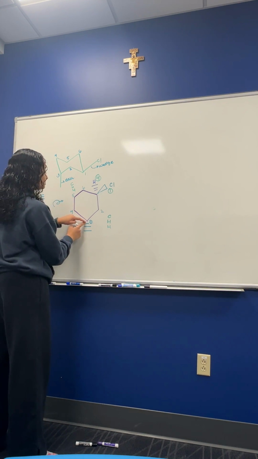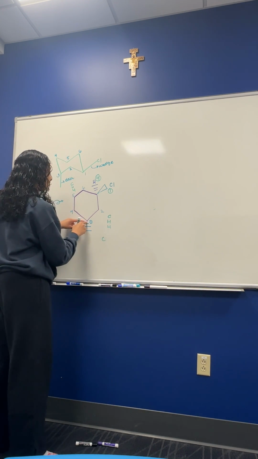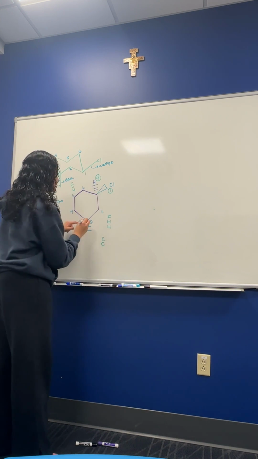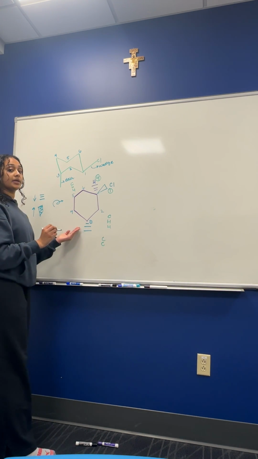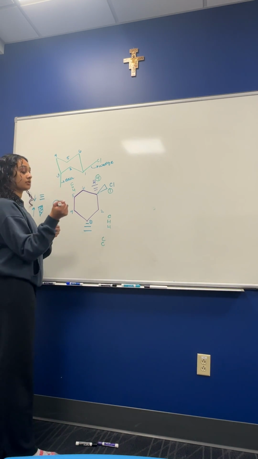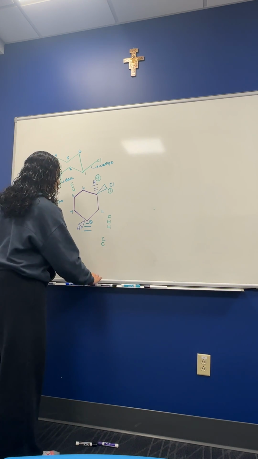Carbon number 3 is connected to this carbon over here. That's a carbon, and then it's connected to this carbon over here. That's another carbon, and then coming out from this spot on carbon number 3 is a hydrogen that's invisible.